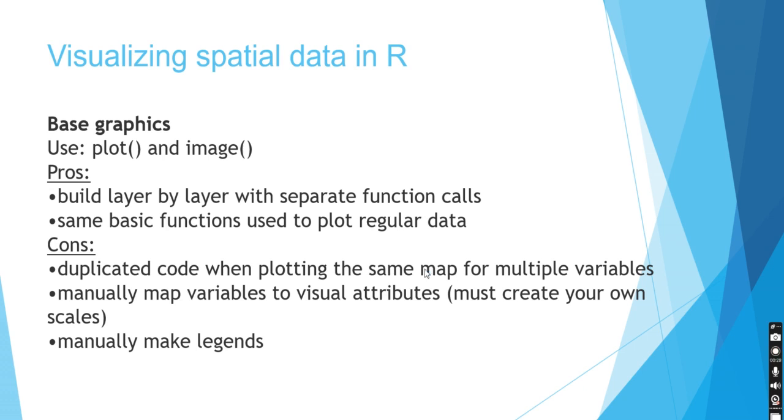First of all, base graphics use the plot function and the image function. For this purpose, there are disadvantages and advantages. The plot and image functions are used to plot the image and plot the data we give. Advantages: it works layer by layer with separate function calls, and the same basic functions are used to plot regular data. The cons: it duplicates code when plotting the same map for multiple variables, and you must manually map variables to visual attributes, create your own scales, and manually make legends when using base graphics.